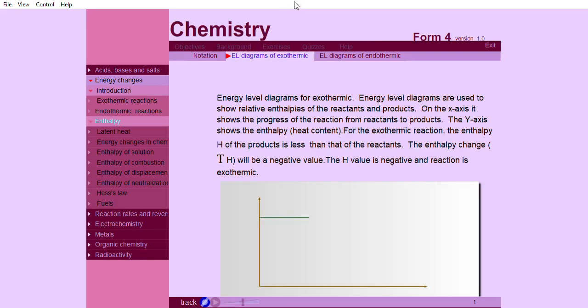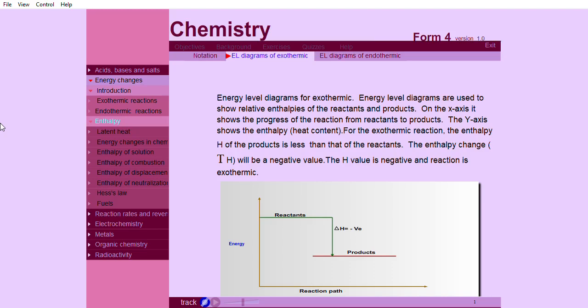Energy level diagrams for exothermic and endothermic reactions. Energy level diagrams are used to show relative enthalpies of the reactants and products. On the x-axis, it shows the progress of the reaction from reactants to products. The y-axis shows the enthalpy or heat content.